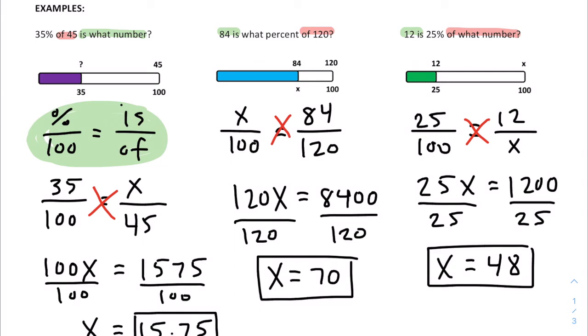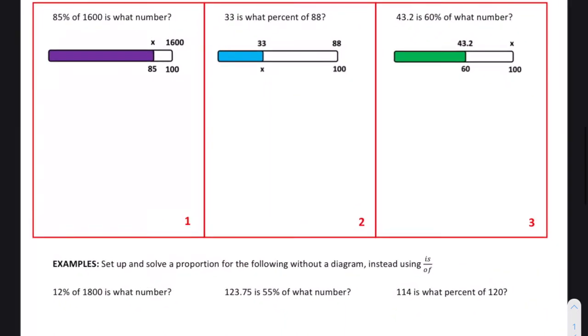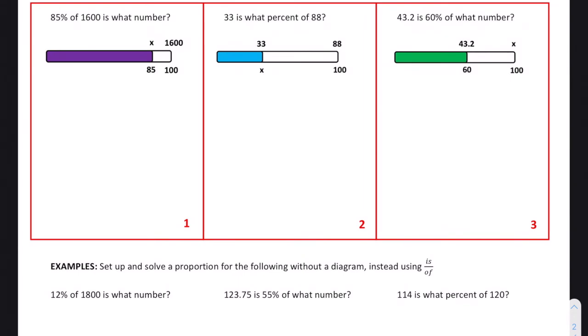Okay, so the key here is remembering that proportion. Percent over 100 is equal to is over of, and then identifying your is and your of. So go ahead and give these three a try on your own. And remember, these three are problems that you need to enter in Schoology when you're done with this whole thing. And when you're ready, come on back to the video and we'll go through some more examples.